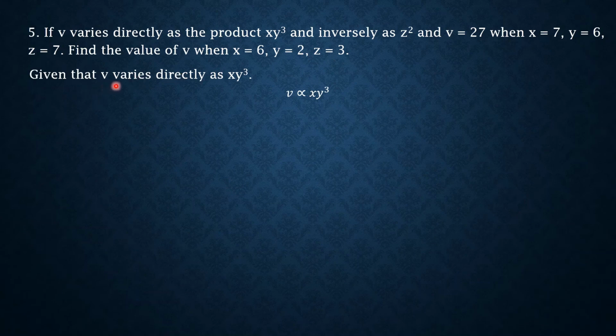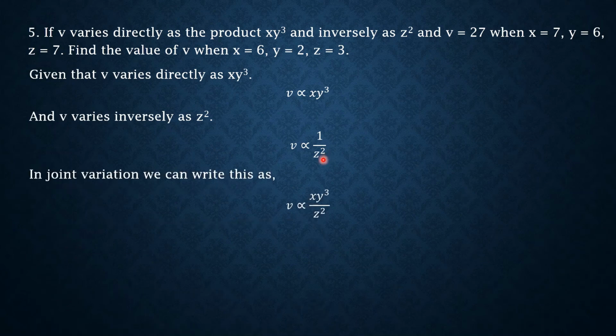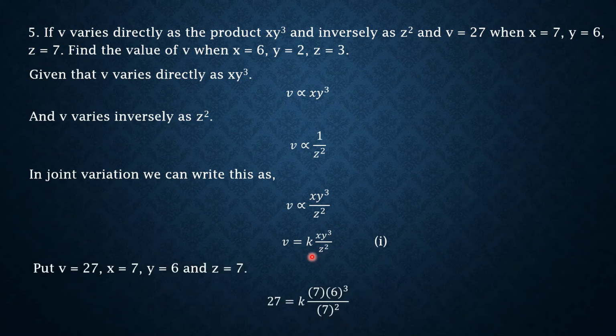Students, look here that v varies directly as xy cube. So v proportional to xy cube, and v varies inversely as z square. So that is v proportional to 1 by z square. Inversely means 1 by z square. So in joint variation, we can write this as v proportional to xy cube over z square. Now this can be written as v equal to k into xy cube over z square. This is equation number 1.